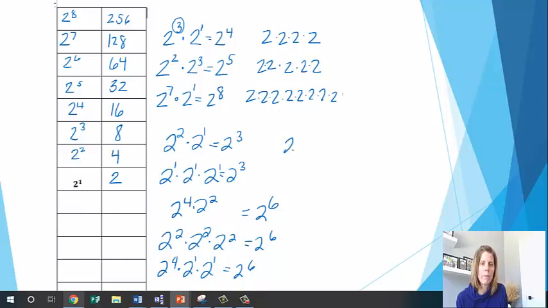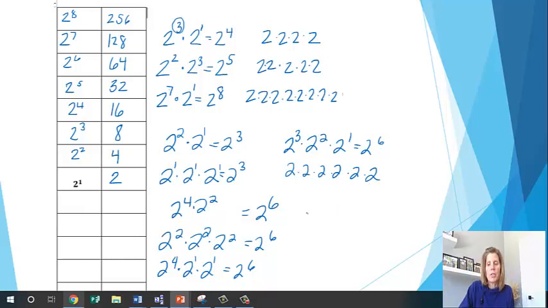Let's say I had maybe 2 to the third, and then I multiplied by 2 more 2s, and then I multiplied by another 2. That would also give me 2 to the 6th. And notice again, we could just do that by adding my exponents. But another way I could do it is I had 3 2s, and then I multiplied by 2 more 2s, and then I multiplied by 1 more 2, and now notice I do have 6 2s.